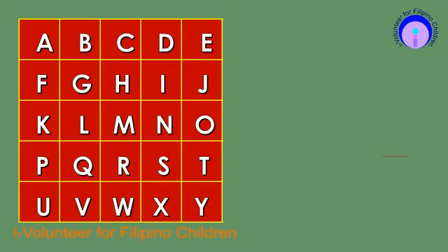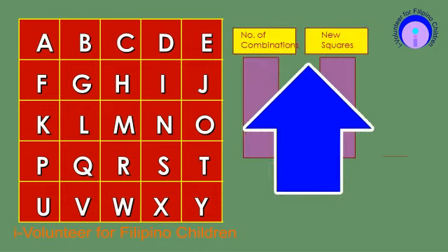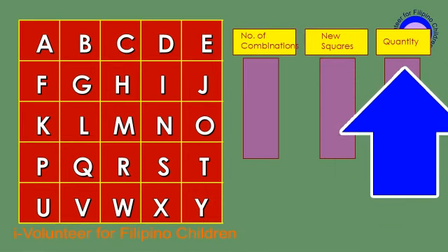Now we can start counting the squares that we can form. We will start from 1. Initially, we will be counting them individually. That means there is no combination. For you to understand better our lesson, I provided you a tally sheet wherein you can identify the combinations and the number of squares that can be formed.